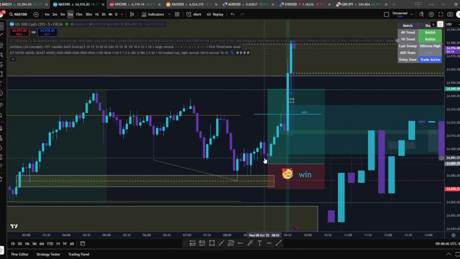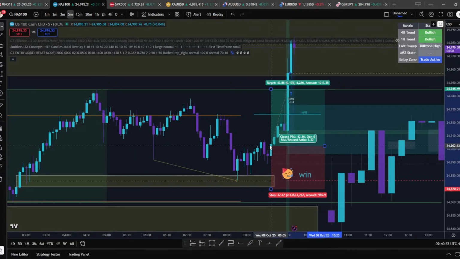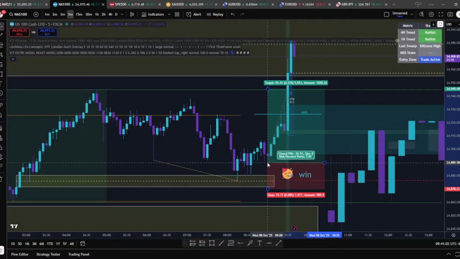This might not have been the perfect entry for you. Maybe you entered on this candle here. So maybe you waited until you saw that. Okay. That's still okay. But at this level would have been fine as well.